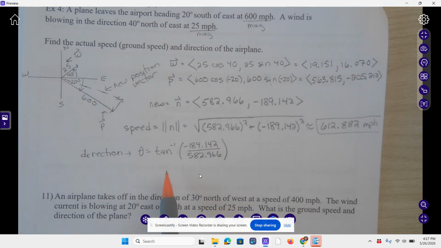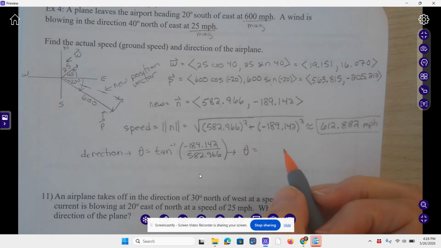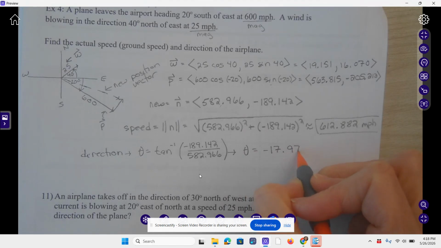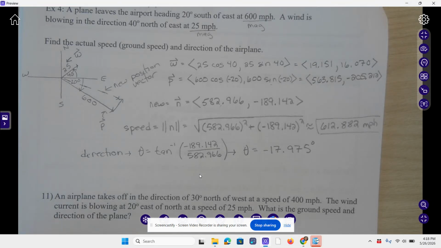Now again, use your calculator. Make sure you do tan inverse. And what you should get is theta equals negative 17.975 degrees. This is why a picture is pretty important, because that makes sense. This is where we drew our new vector, and the plane was originally at minus 20. Our picture shows the angle should be a little bit less, and it is. It's about negative 18.